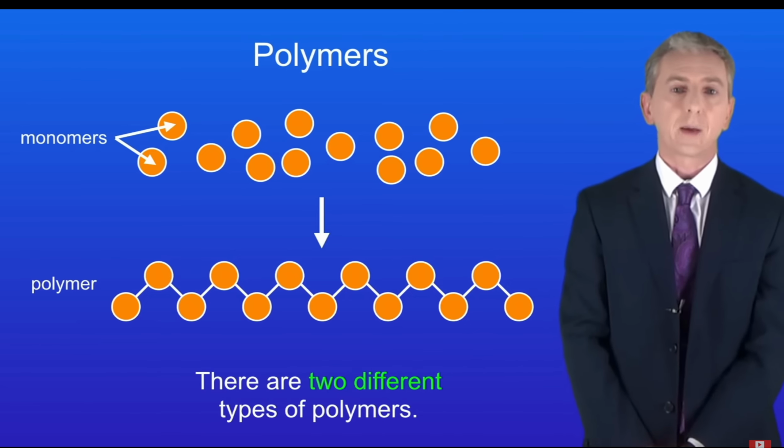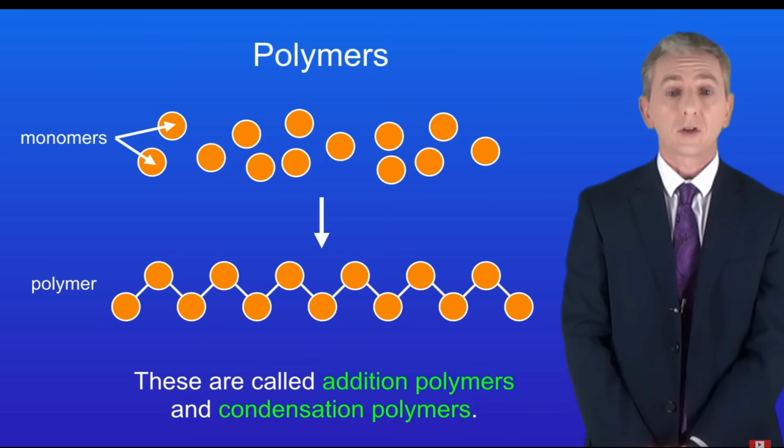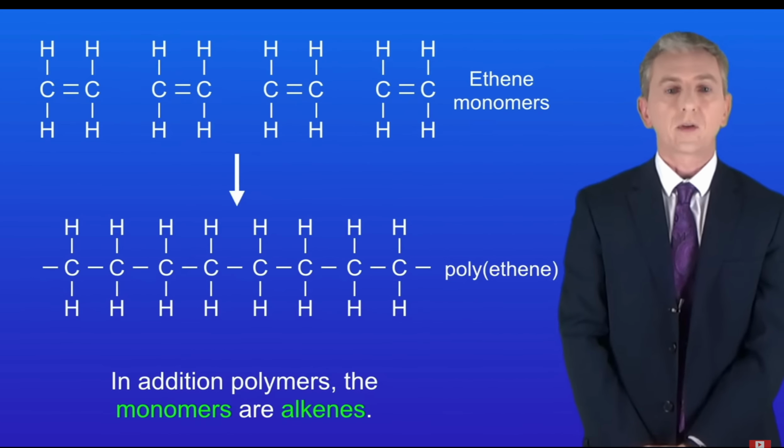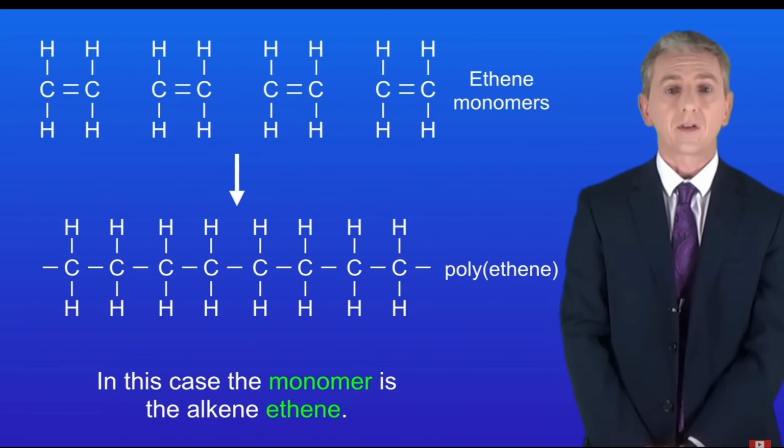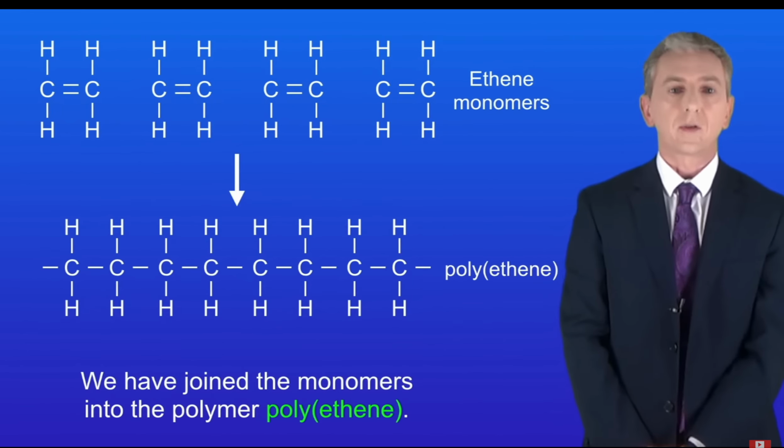Now, there are two different types of polymers. These are called addition polymers and condensation polymers. In this video, we're looking at addition polymers. In addition polymers, the monomers are alkenes, and in this case, the monomer is the alkene ethene. We've joined the monomers into the polymer polyethene.